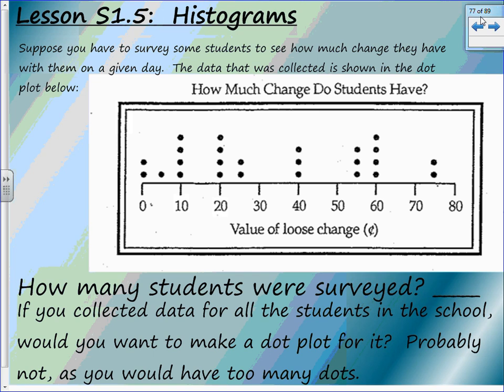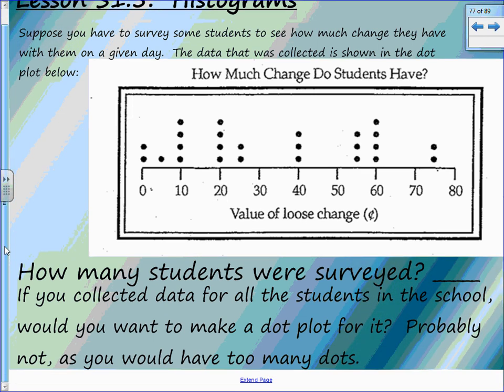And in order to create a histogram, you have to start with collecting data. So this particular student collected data and just asked, how much change do you have in your pocket? Two students had no money in their pocket, so that represents the two dots above zero. One student had a nickel in their pocket. Four students had a dime, and so on. And so what we're going to do is create what's called a histogram about that.